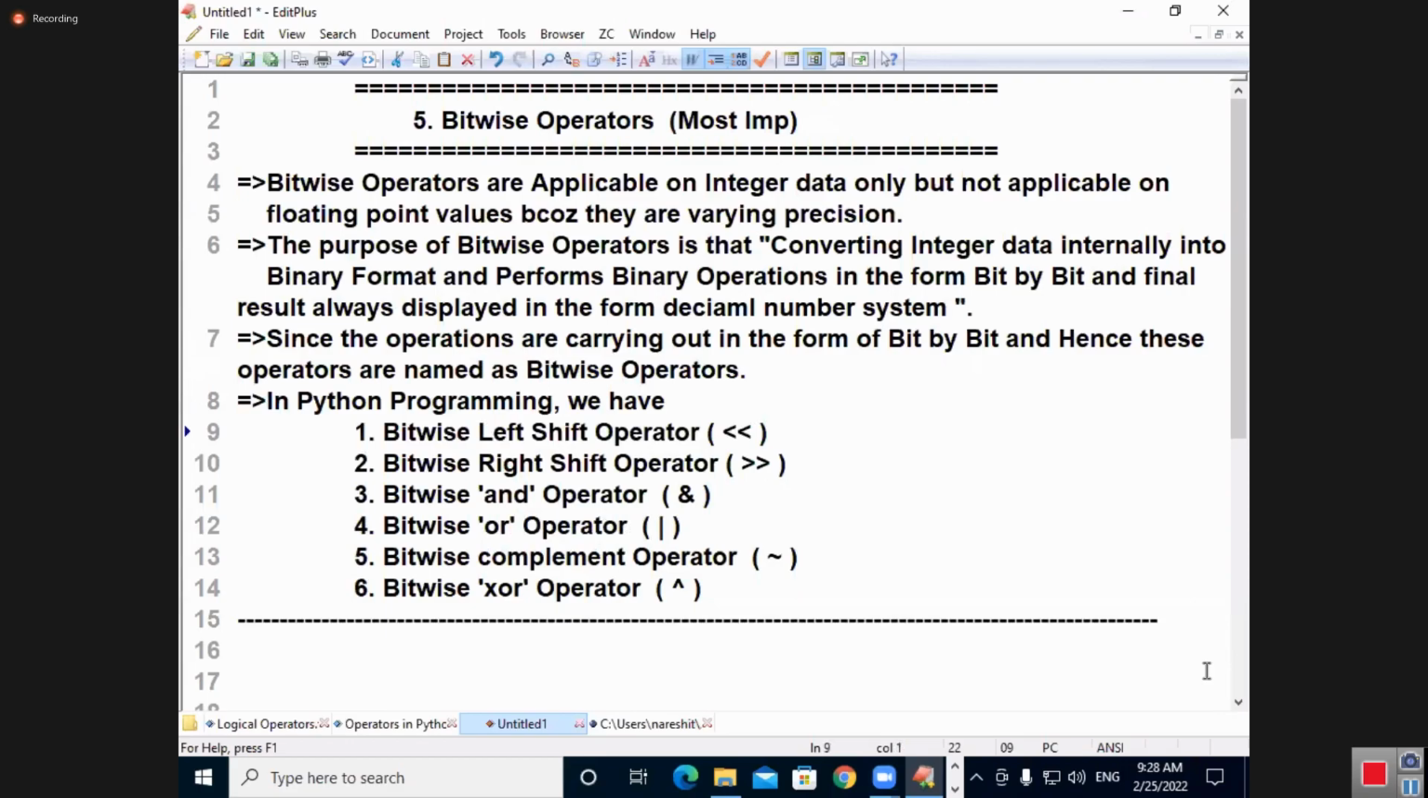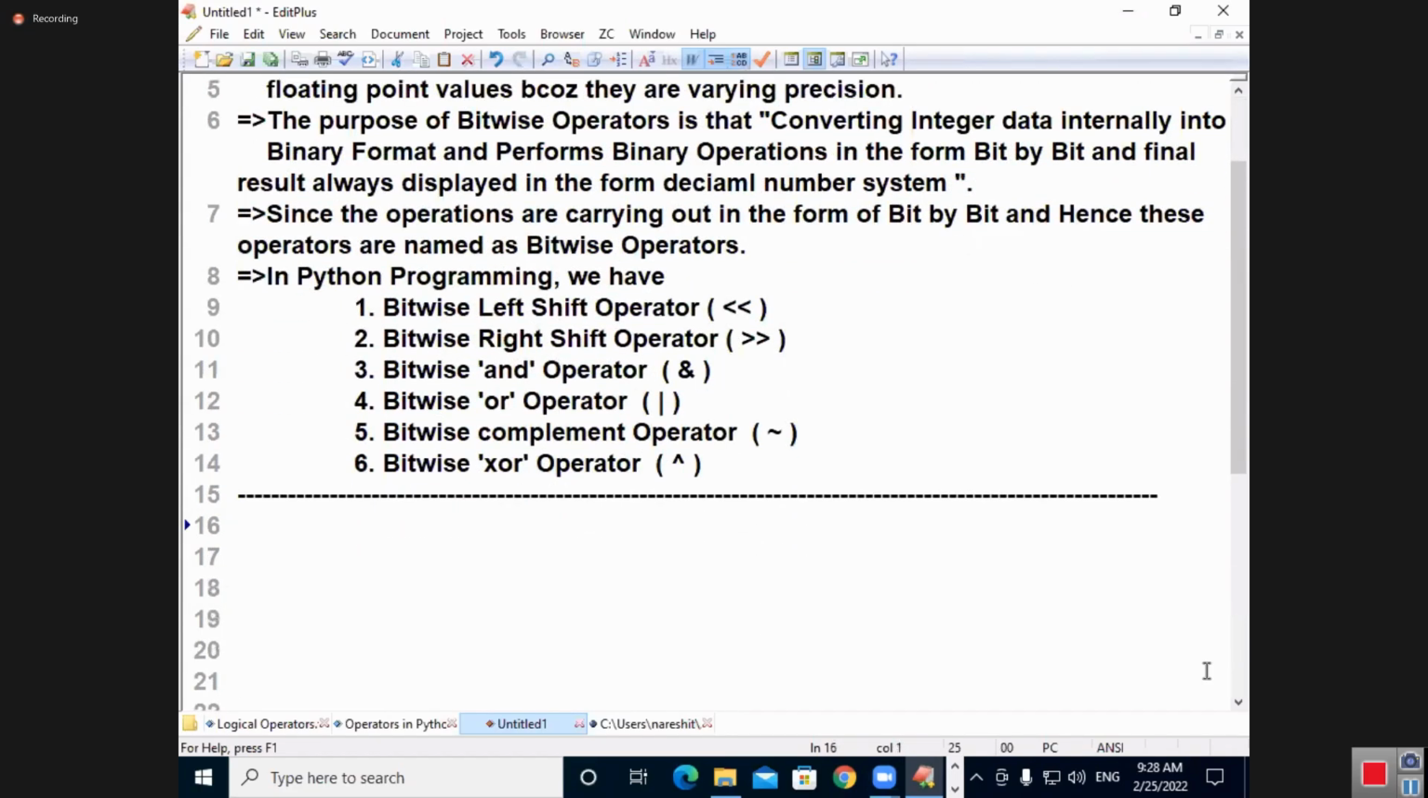How many bitwise operators do we have? Six bitwise operators are there. Let us start with the bitwise operators in the class. So let us start with the bitwise operators. This I will take.